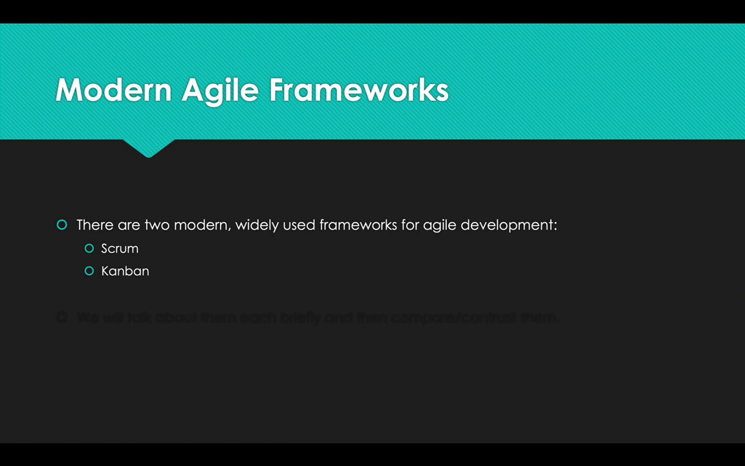So if we get down to kind of what comes after extreme programming, there are two very widely used frameworks for agile development that are still in widespread adoption, and those are Scrum and Kanban. And you have very likely heard of both of these things, again, kind of embroiled in this buzzword situation. We're going to very briefly talk about each one of them. We're going to compare and contrast them, and then we're going to talk about this false dichotomy between the two of them.